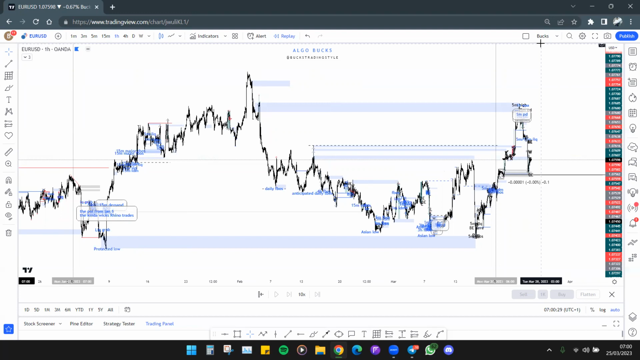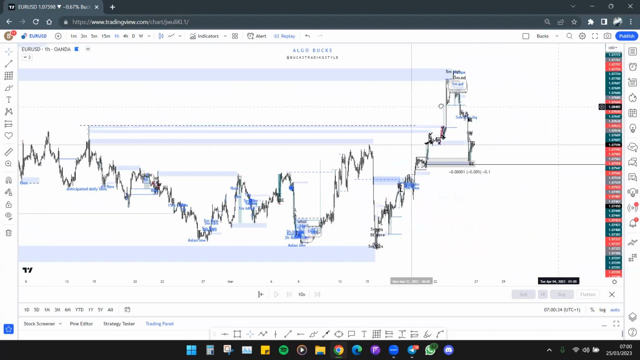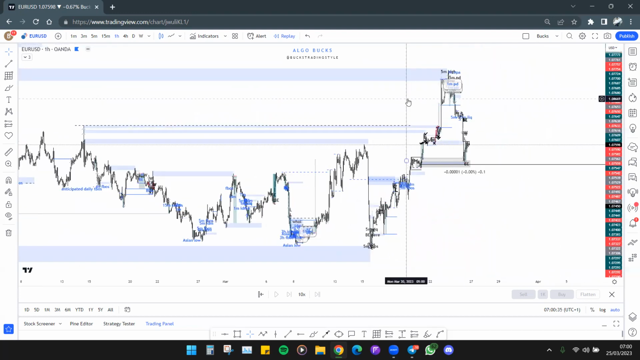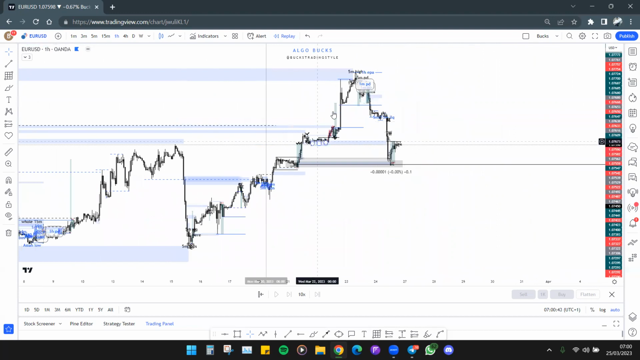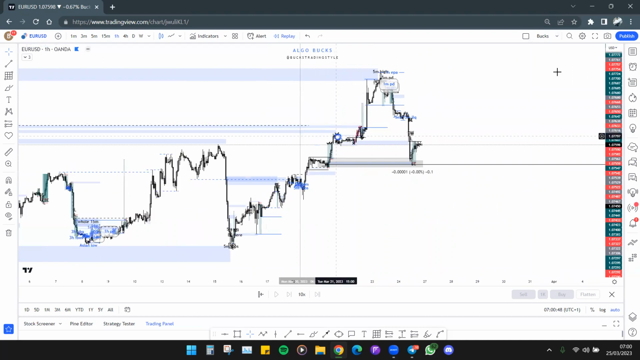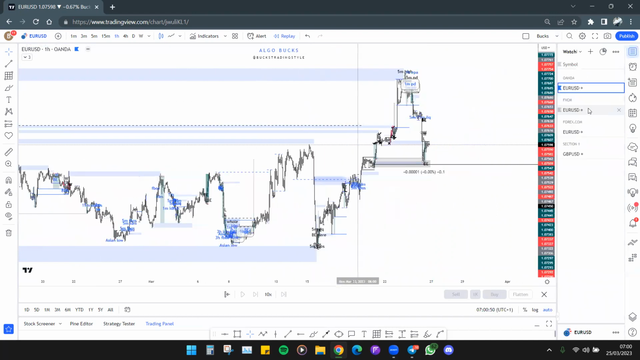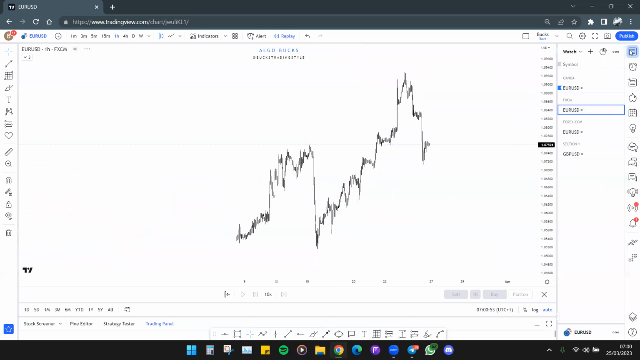Then I'm going to make another video for the entries, because I think this vertical line is where this week started, up to yesterday. And trust me, a lot of valuable information is here, so that's why I want to break it up. So let's start from the higher time frame.